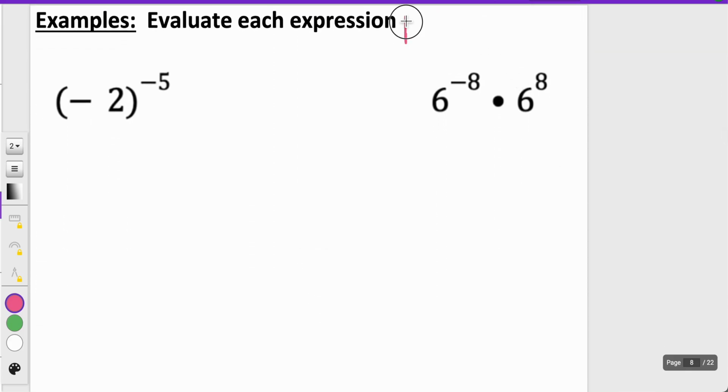Here's a few more. Again, let's pause the video here, try these on your own, and when you're ready to check it, click play. Again, for this first one, to change my negative exponent to positive, it just needs to go here on the bottom.